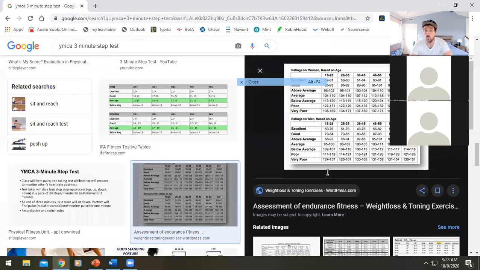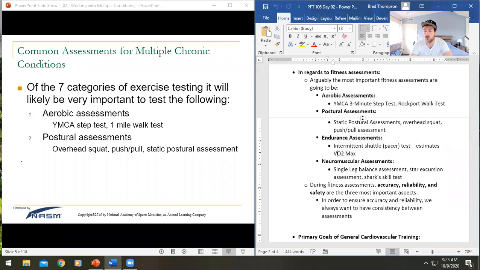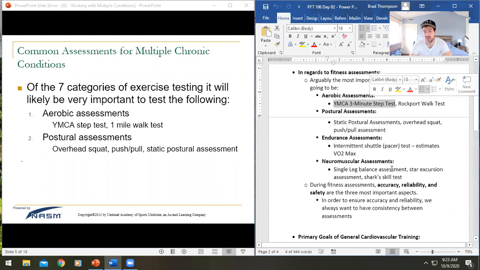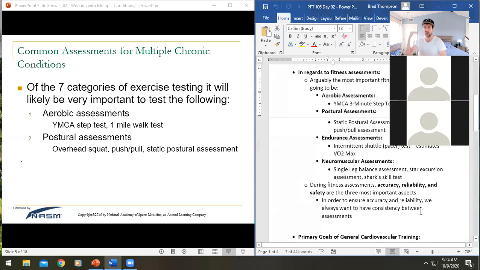So that's the 3-minute step test. That is one of our cardiorespiratory assessments for aerobic capacity. Another one that we have, here's the thing: sometimes 12 inches stepping up and down is just too high impact. If you have a client who has arthritis or something, they're not going to be able to do that. It's going to be way too difficult, and the impact is going to wreak havoc on their knees, hips, and feet. So instead, we have alternative assessments.